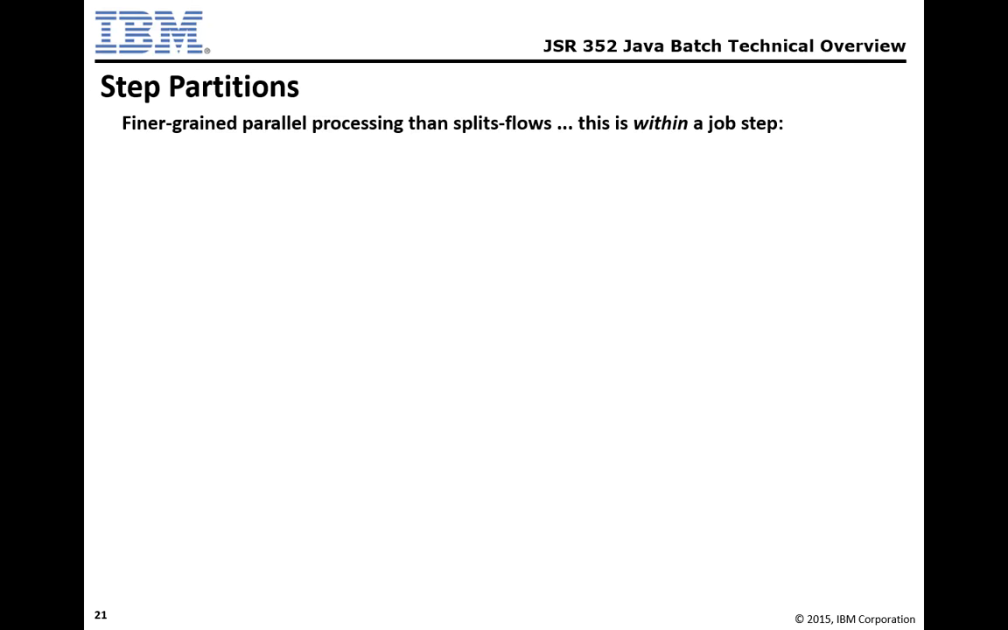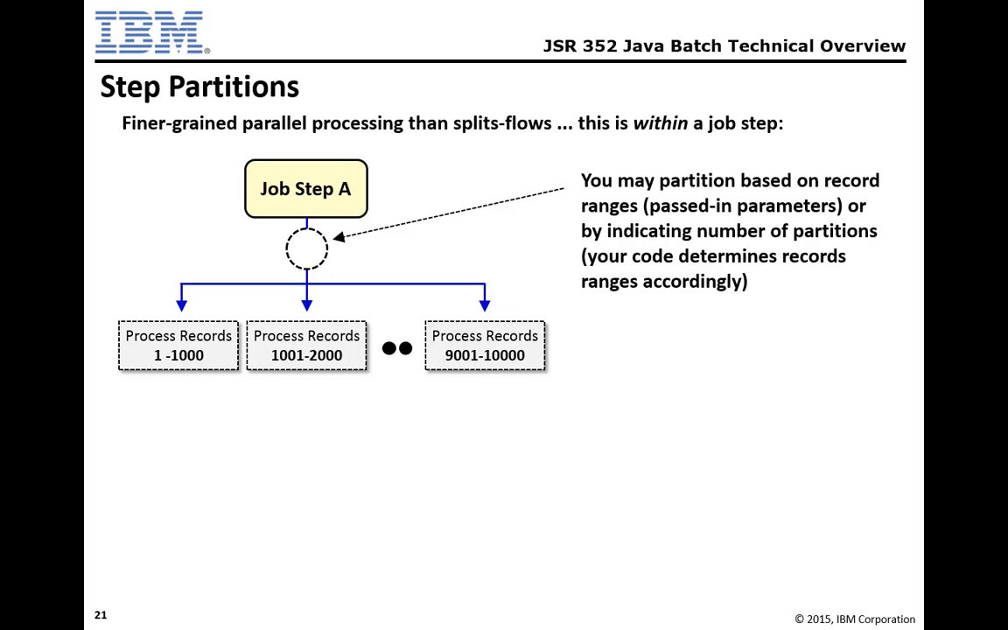Now let's look at step partitioning. This is a way to execute concurrently within a job step. Take, for example, a hypothetical job step. Imagine you know the layout of the data for that job step, and you know it lends itself to parallel processing based on ranges of the data.